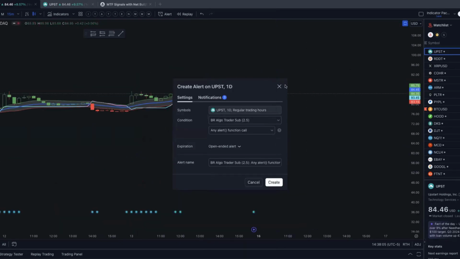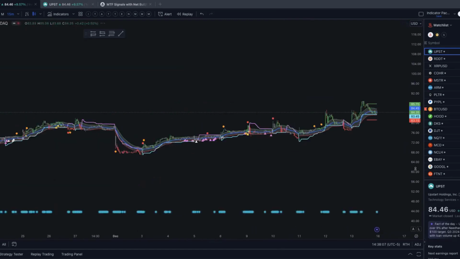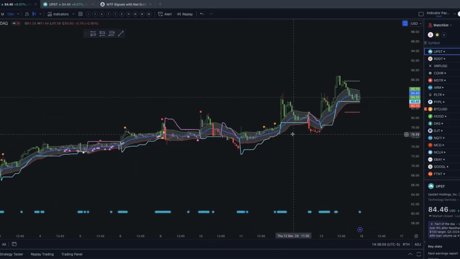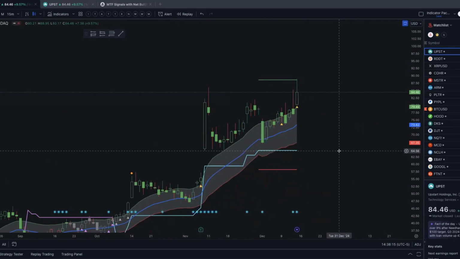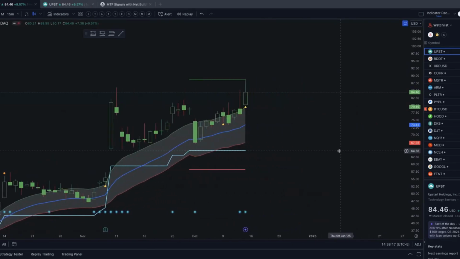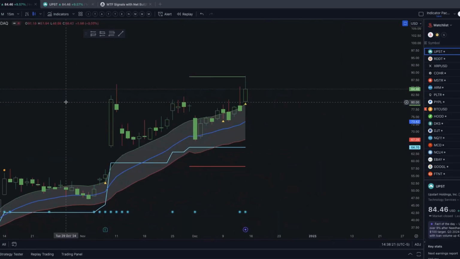Cool. Now you have a fully built out system, and the reason why we call it the algo trader is because you can build this out to completely be alert based, and all you got to do is follow the alerts. You don't even have to watch the charts, you just follow the alerts. Simple as that. Okay. So that's what comes with the subscription. Okay. Fully built out system. Now we get into the good stuff.